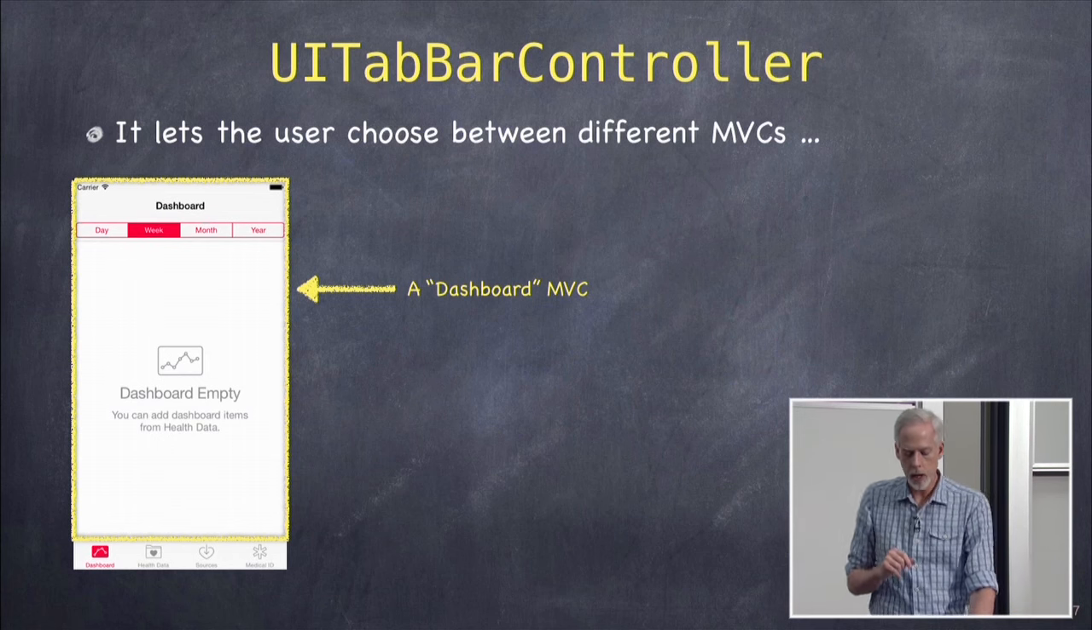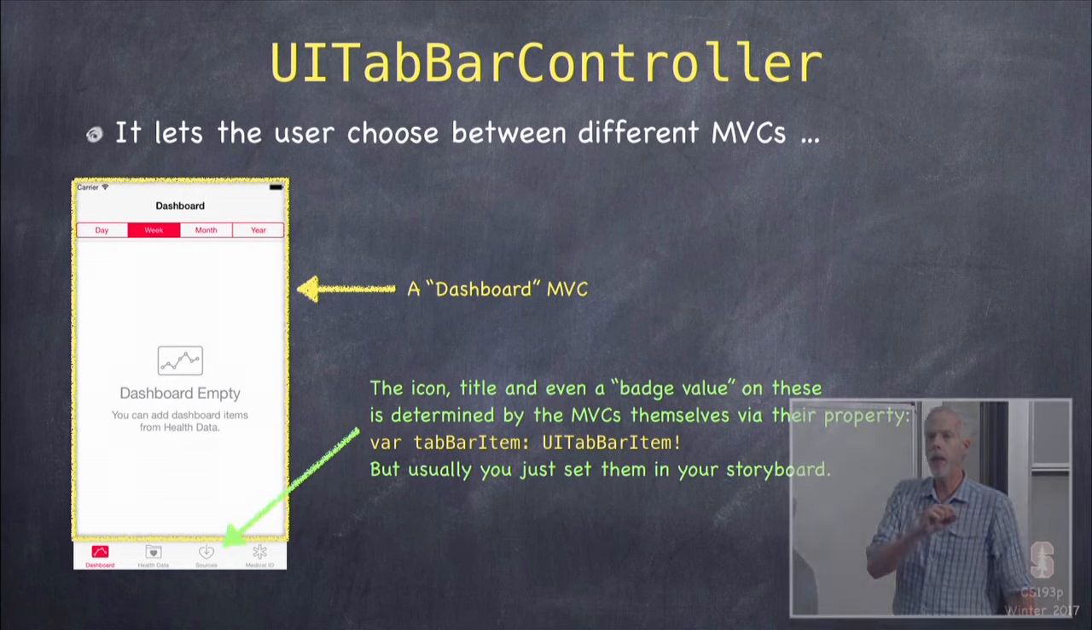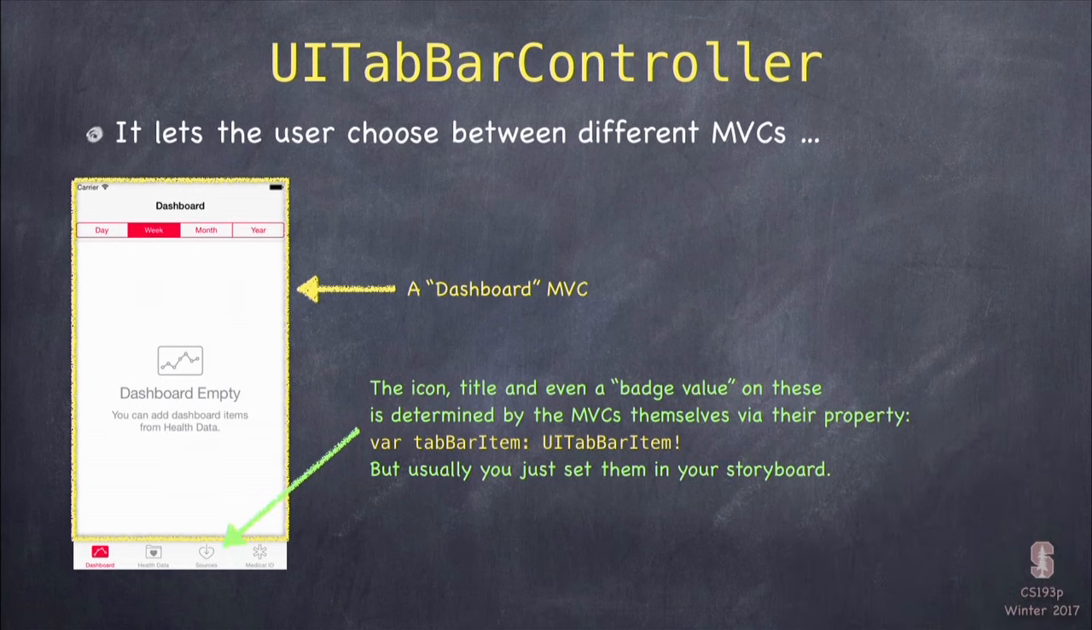Now, what's interesting is that this is very object-oriented in that those buttons along the bottom, both the icon and the text on it, and if they had a badge, that would be there too, those are actually not being set in the tab bar controller. The tab bar controller is grabbing them from the MVC, dashboard MVC. Okay, it grabs them from a var in the dashboard MVC. It's a UI view controller var called tab bar item. And tab bar item has things like badges and titles and icons, things like that.